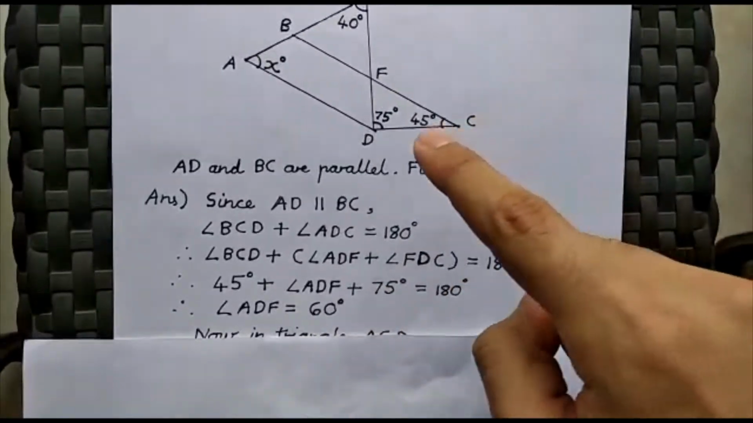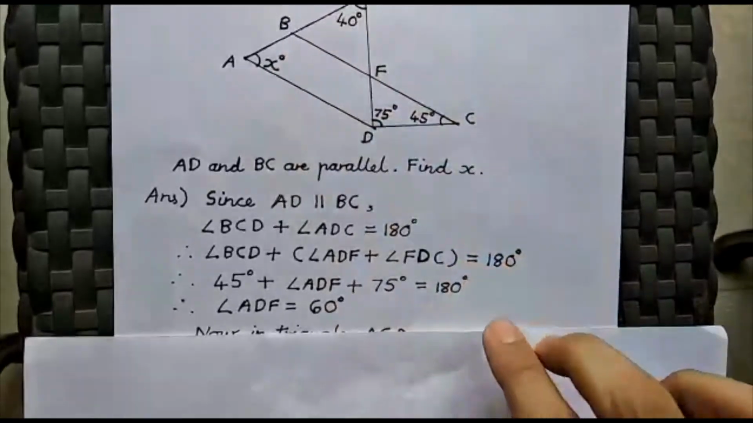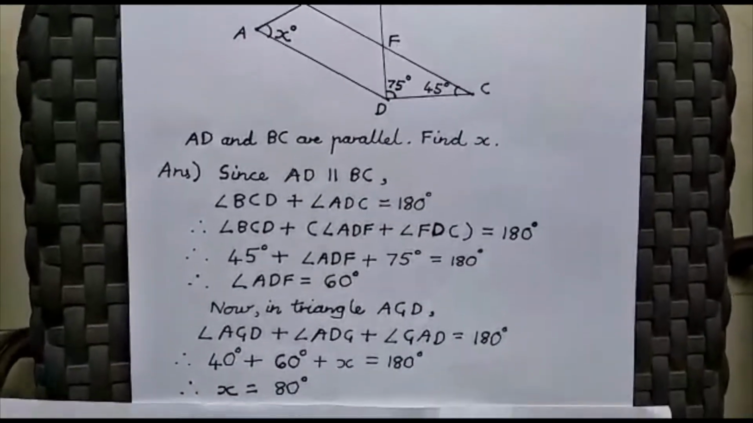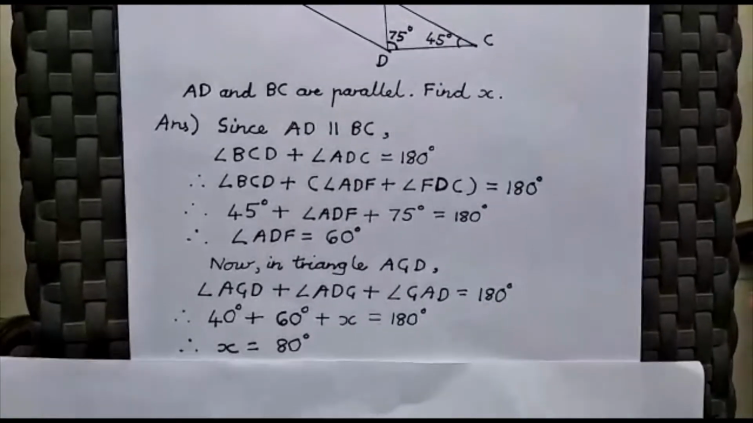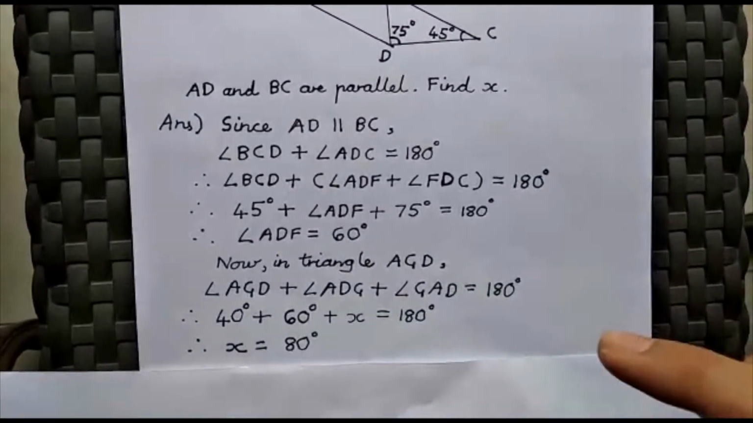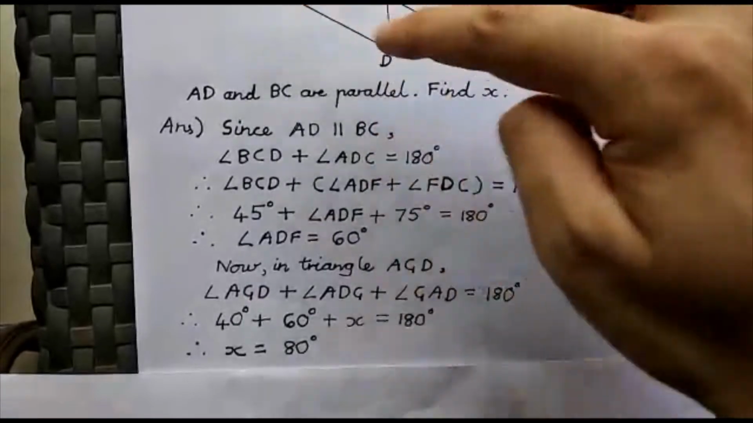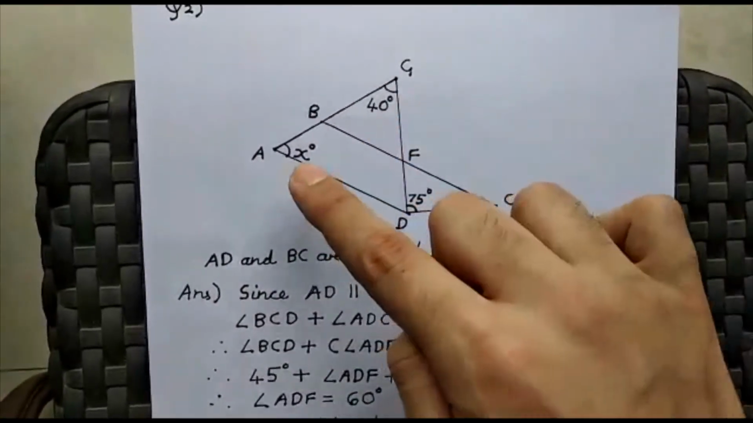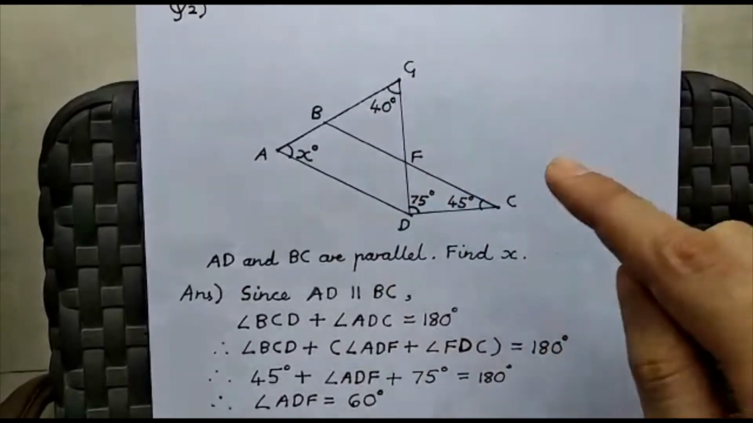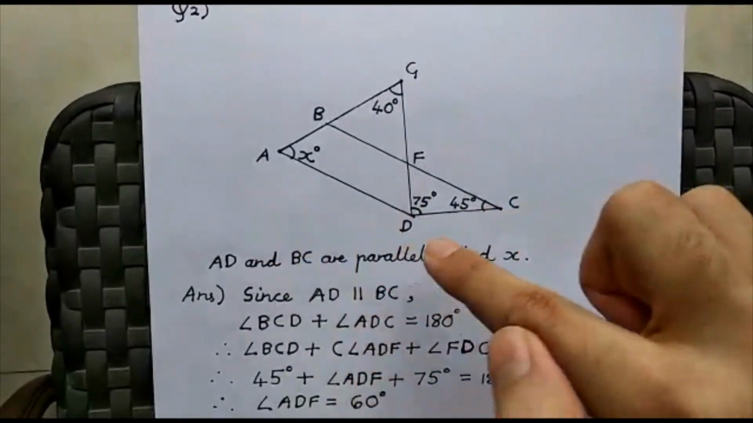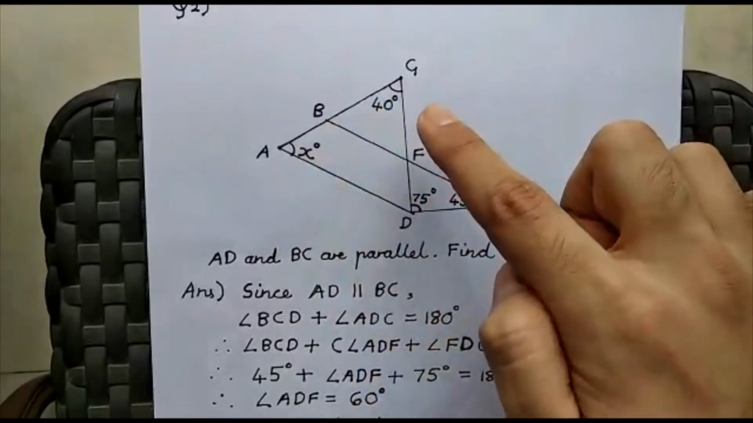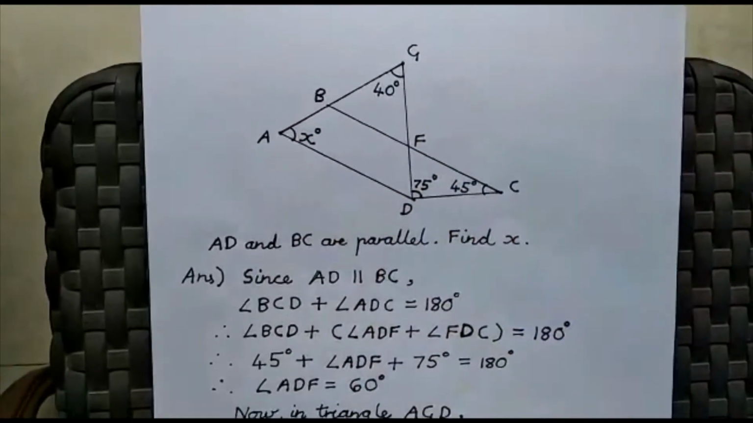Now consider triangle AGD. Since this is a triangle, the sum of the interior angles has to be 180 degrees. Therefore, angle GAD plus angle ADG plus angle DGA will be 180 degrees. But we know that angle ADG is 60 degrees and angle DGA is 40 degrees. Therefore, x comes out to be 80 degrees.